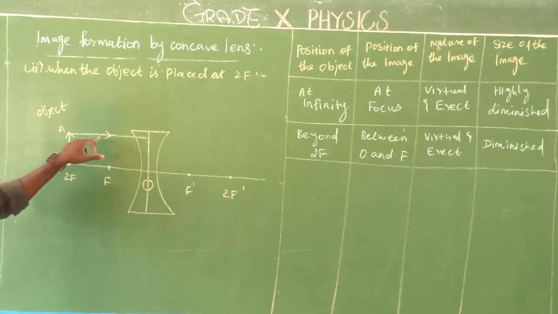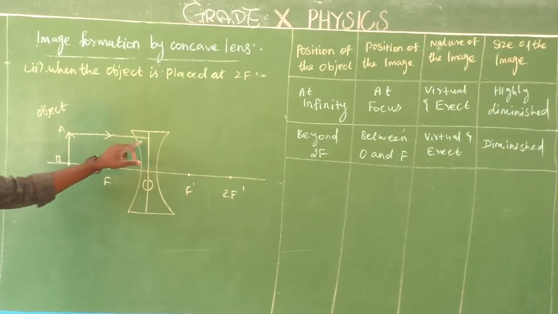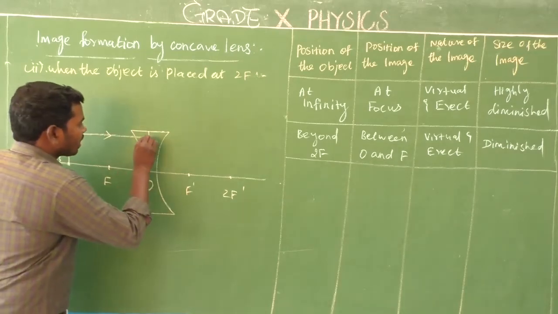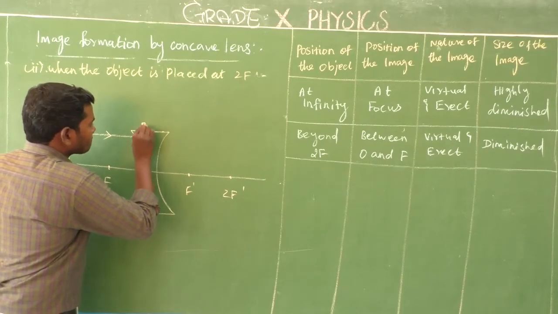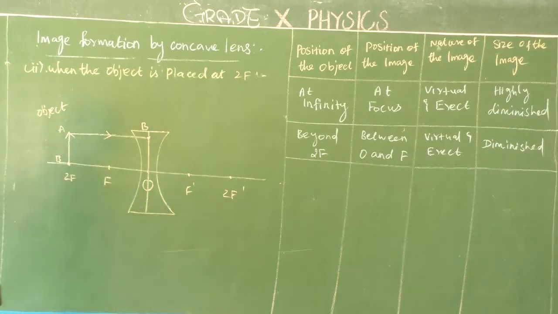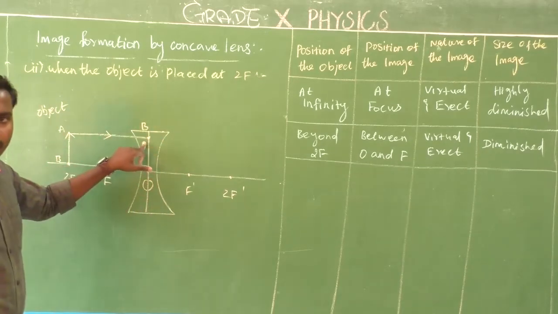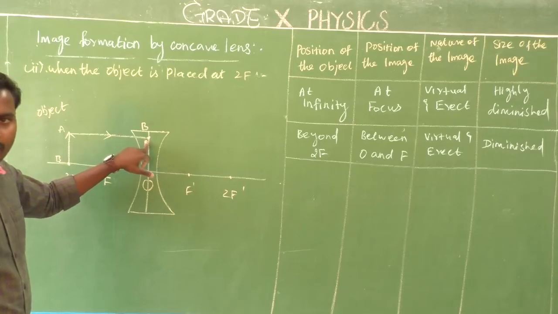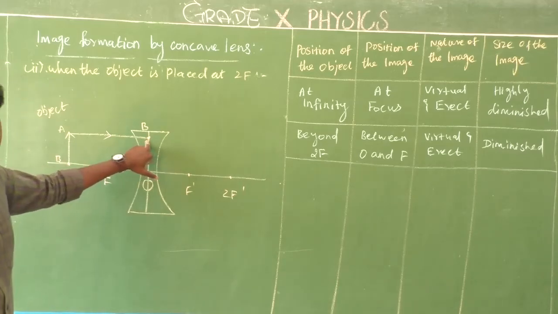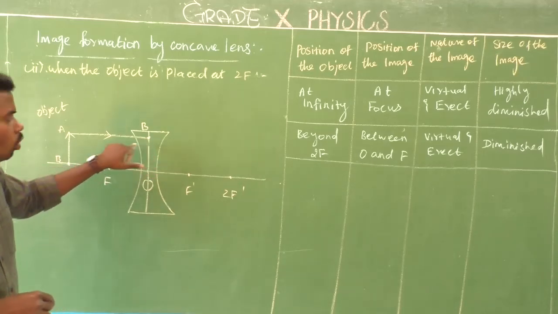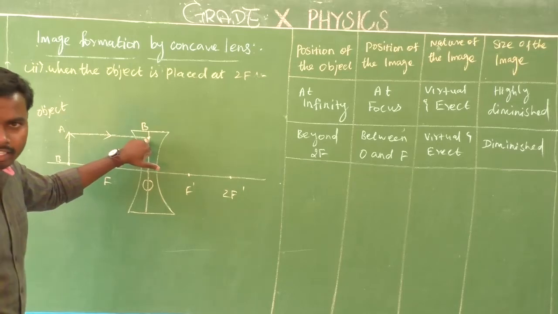So this ray of light is parallel to the principal axis. So this is the principal axis. Am I right? So this ray of light falls on the concave lens at the point B. Consider this is point B. So what will happen? Refraction takes place here, because light goes from air to glass medium.